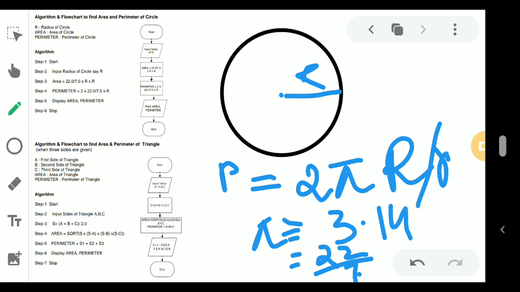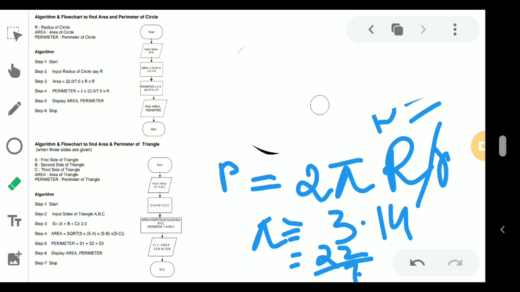Okay, so let's start. The main thing: to store the area and the perimeter values, we have to declare some variables. For the area, I am declaring the variable a, where I will store the area value. And I will store the perimeter value of a circle in the variable p. So p and a, both these variables will hold these values.